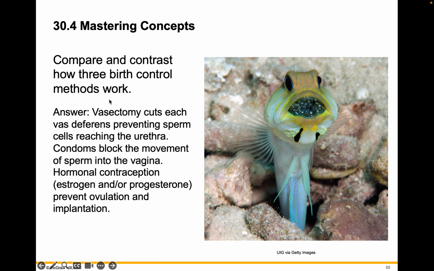All right, so at this time, I'd like you to compare and contrast how 3 different birth control methods, contraceptives, work. Pick any 3 that you're interested in. Jot down your thoughts in your own words.